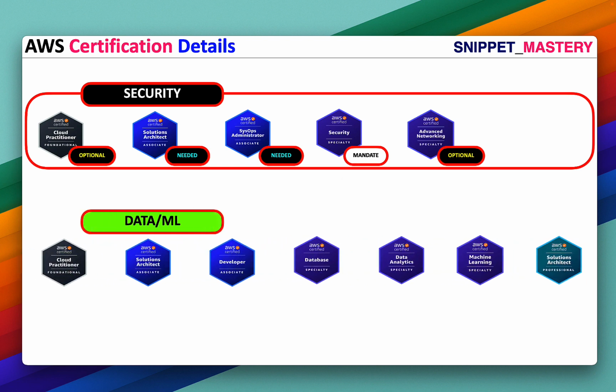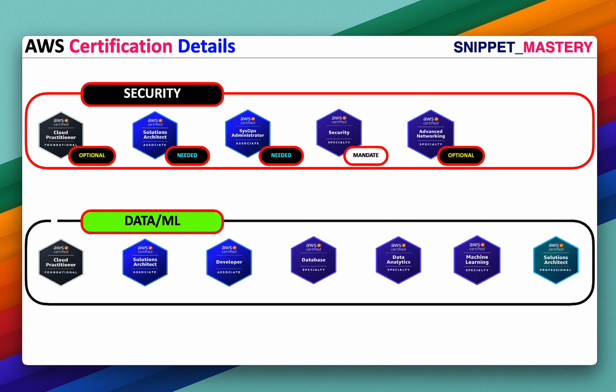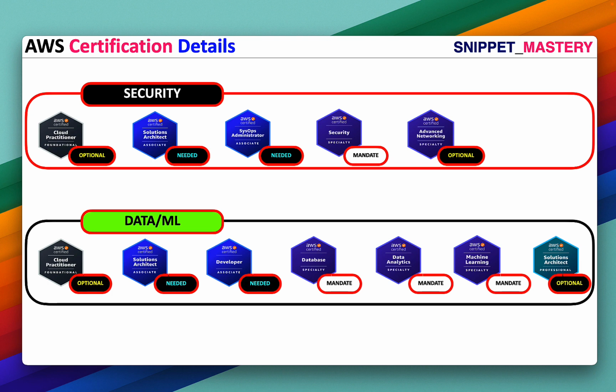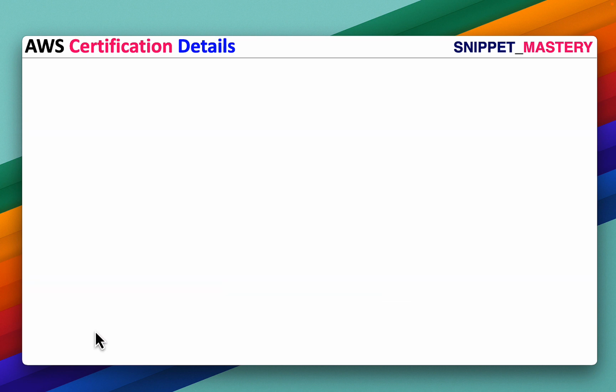The next is data ML. So if you look at it, it involves data and machine learning. So the mandate becomes database specialty, data analytics specialty, machine learning specialty. So you go in this order: database specialty first, data analytics specialty, and then go with machine learning specialty. And needed is solutions architect associate and developer associate, and solutions architect professional stays optional, and cloud practitioner stays optional.